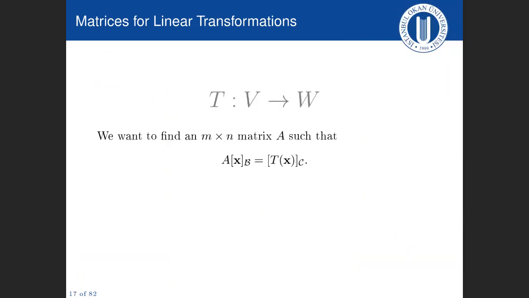Okay, so let me just repeat myself. We want to find an m by n matrix A such that A multiplied by the coordinates for x with respect to the basis B is equal to the coordinates for T of x with respect to the basis C.